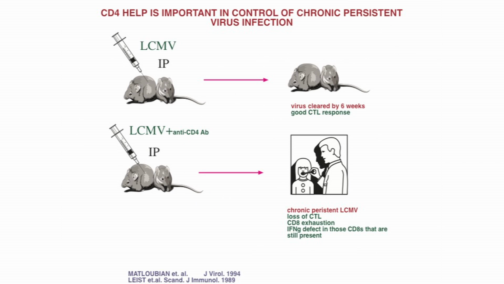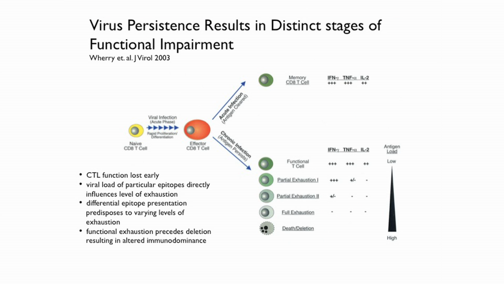And this is shown here, that if you give LCMV by depleting the CD4 T cells, you can actually get a more progressive state of T cell dysfunction. This state of T cell dysfunction has now been coined T cell exhaustion, which was probably coined by John Wherry. Essentially, when a CD8 T cell sees the virus infection, it becomes an effector T cell.